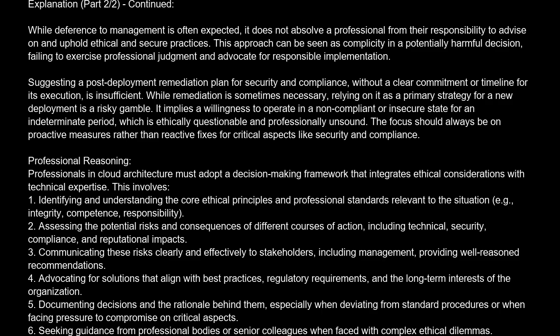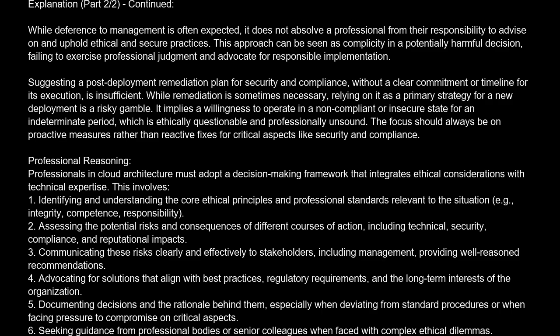Suggesting a post-deployment remediation plan for security and compliance without a clear commitment or timeline for its execution is insufficient. While remediation is sometimes necessary, relying on it as a primary strategy for a new deployment is a risky gamble. It implies a willingness to operate in a non-compliant or insecure state for an indeterminate period, which is ethically questionable and professionally unsound. The focus should always be on proactive measures rather than reactive fixes for critical aspects like security and compliance.